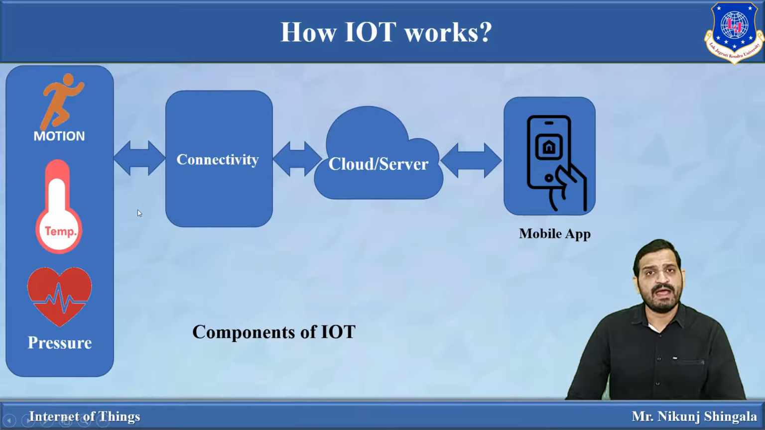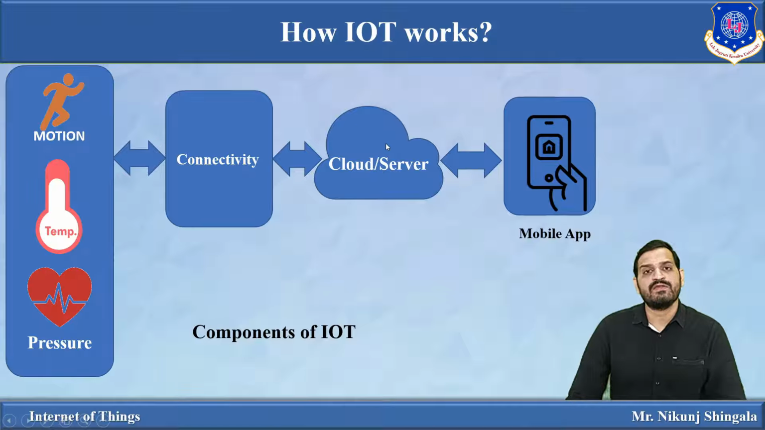Once the data is captured, it will be sent to the cloud or server. But how will it be sent to the cloud? It requires a medium. It requires connectivity, which may be wired or wireless. That connectivity is the medium for transferring the collected data to the cloud. Once the data is collected, it will be stored on the cloud, where certain operations and algorithms will be run, and based on that, certain decisions will be taken.